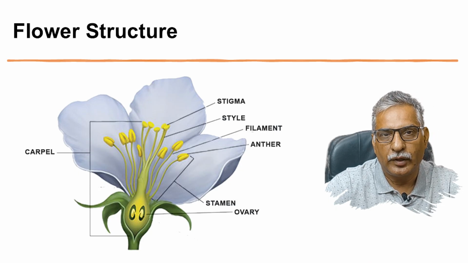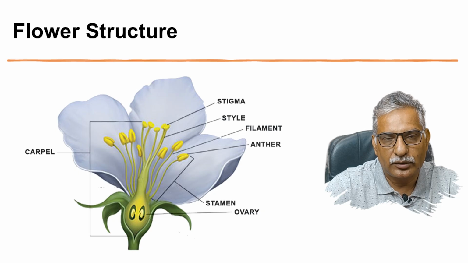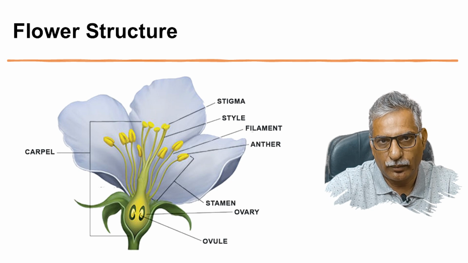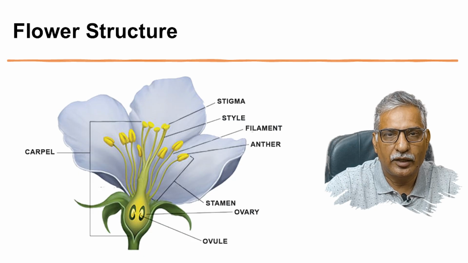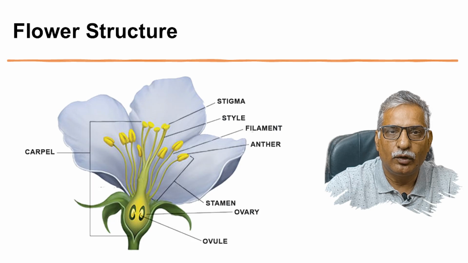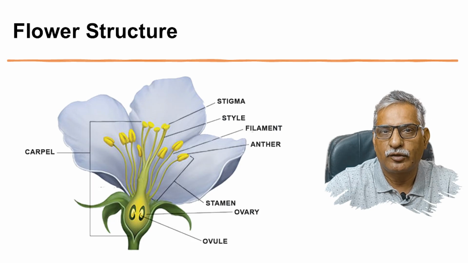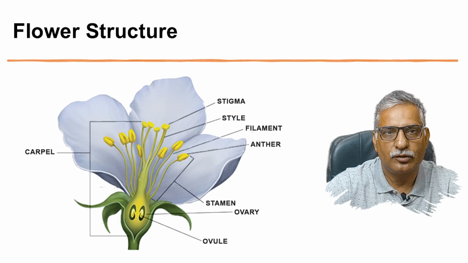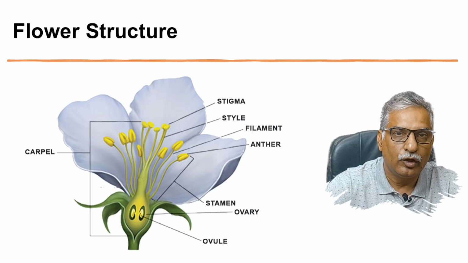Inside the ovary, there is a sac-like structure known as the ovule, and inside the ovule, we can find the female gamete, the ovum, or we can find the endosperm nucleus as well. This is the generalized diagram, the generalized labeling of a flower. But remember, we can have two different types of plants. One is known as monosexual plants, and the other is known as bisexual plants.